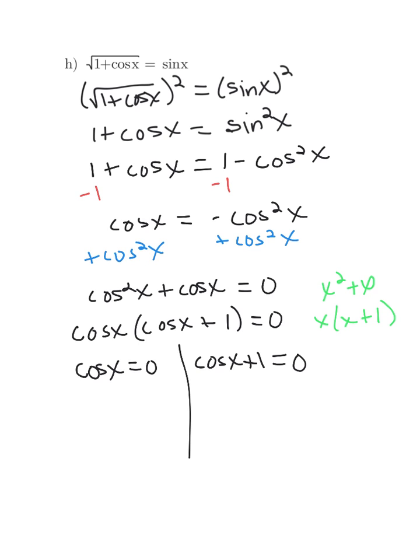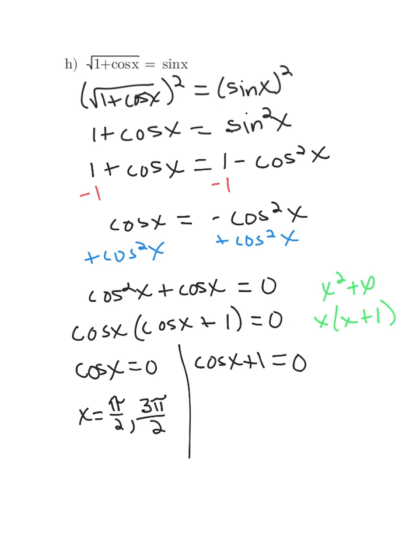The equation on the left is already solved. It says cosine of x equals 0. So you have to ask yourself, at what angle or angles is the x value 0? That happens at two places. That happens at pi over 2 and 3 pi over 2. So that equation is done.